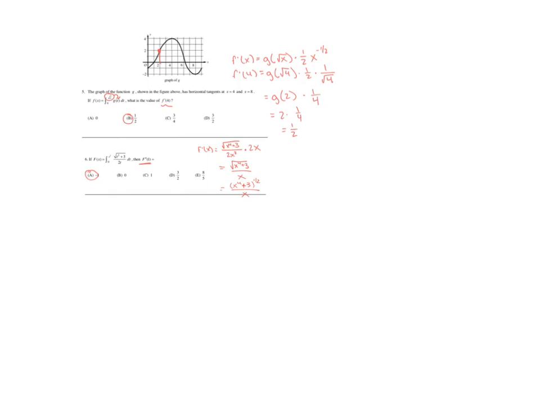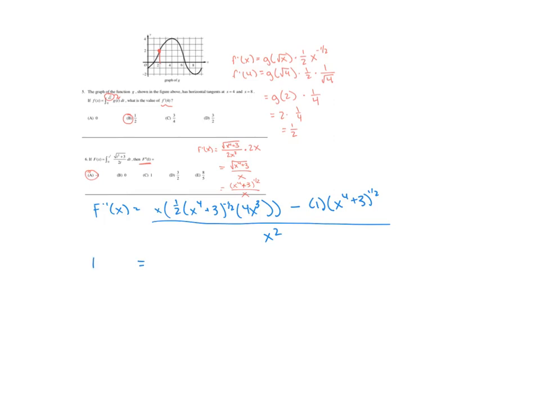So using the quotient rule, we're going to have low d high. To do the derivative of the numerator, we need chain rule. 1/2 times x to the 4th plus 3 to the negative 1/2 times the derivative of the inside, minus high d low. The derivative of the denominator is just 1 because it's x. So then I have just x to the 4th plus 3 to the 1/2. This is all over x squared.